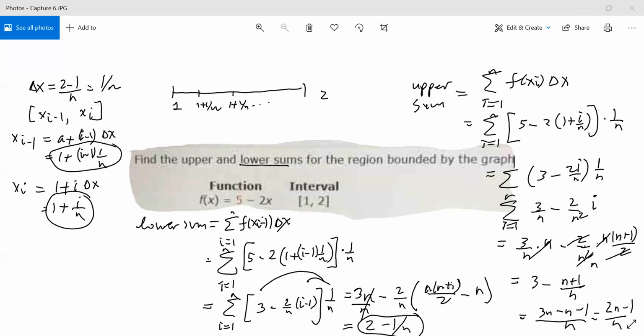And that's going to be 2 minus 1 over n. So just simplify that basically, and then you should have the simplified form for the upper sum. Okay, so that's basically it.